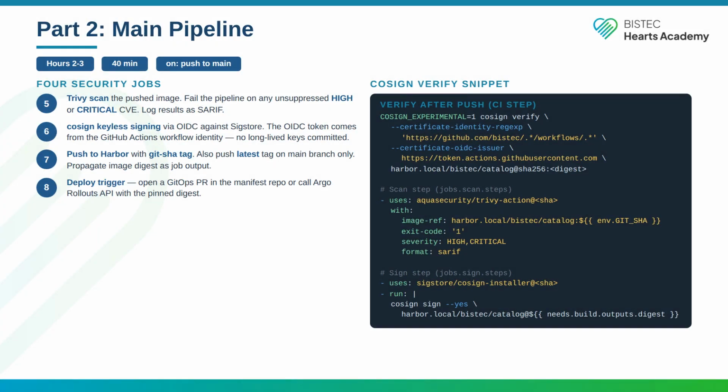The main pipeline runs after merge and inherits the image digest from the build stage. It performs 4 operations: scan, sign, push, and deploy. Trivy scans the image by digest for high and critical CVEs. The scanner is configured to exit non-zero on any unfixed finding that is not in the allow list.